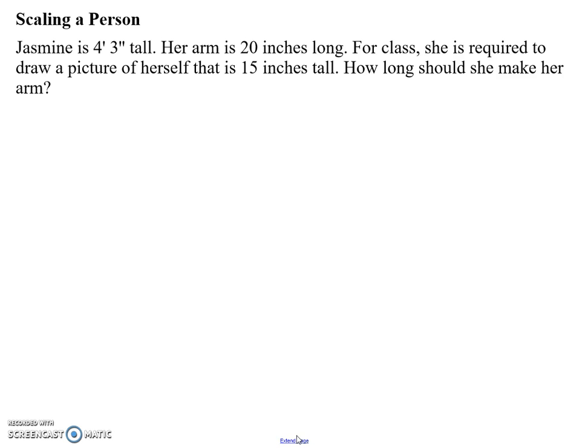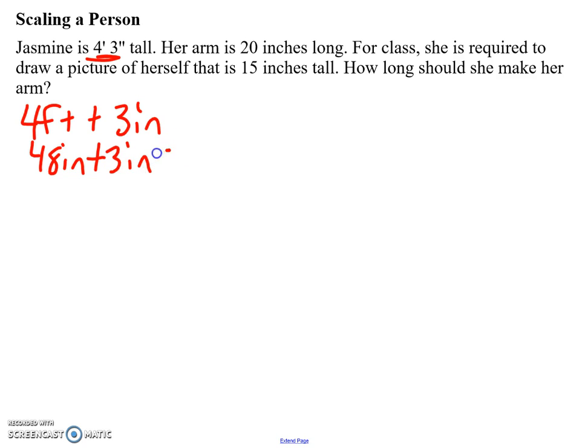Now here I have a problem where I have both feet and inches again, and so I need to figure out which way I want to go. And so the easiest thing to do would be to take her overall height and change it into inches. So that is 4 feet plus 3 inches. Well, 4 feet we just said was 48 inches, plus the 3 additional inches would mean that Jasmine is 51 inches tall.